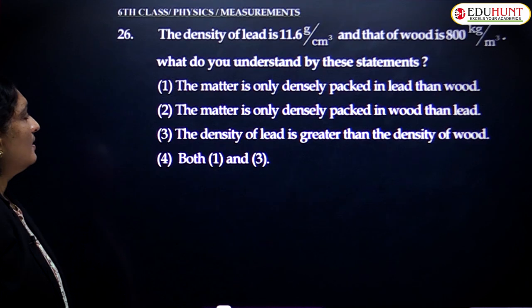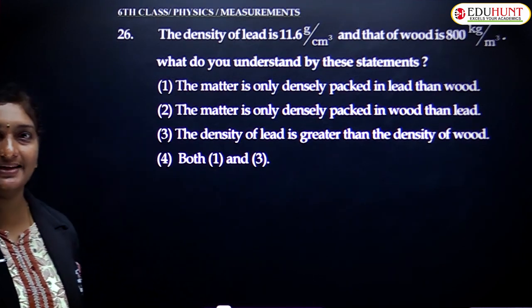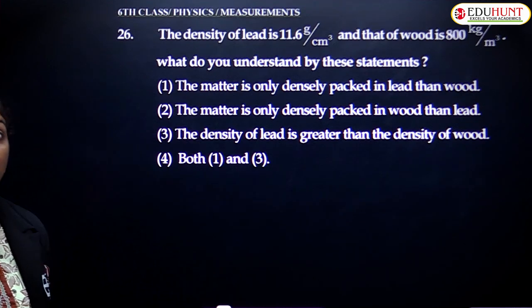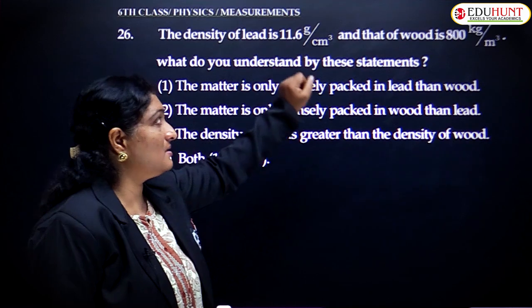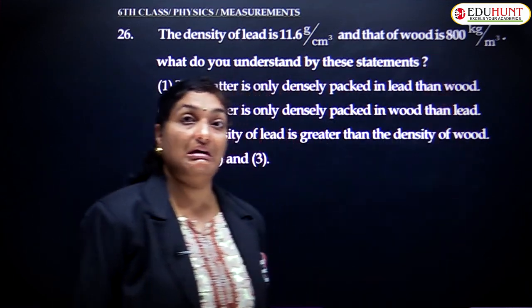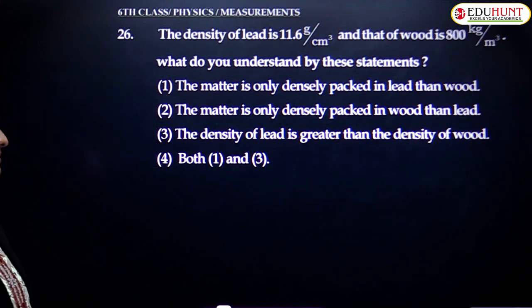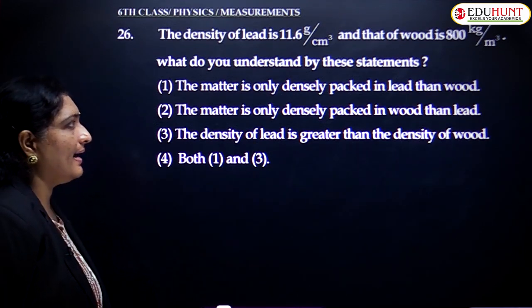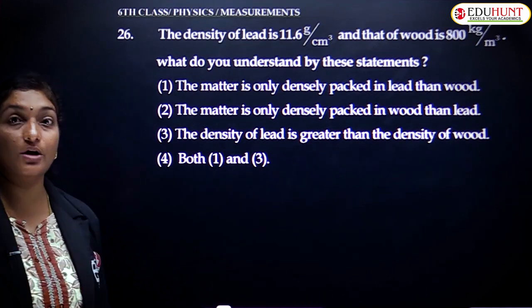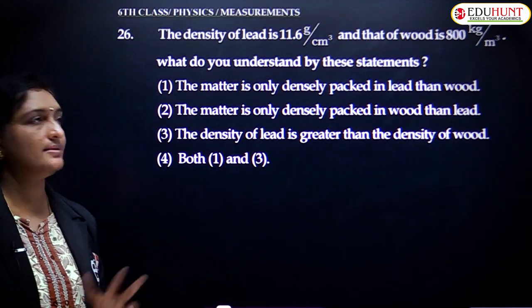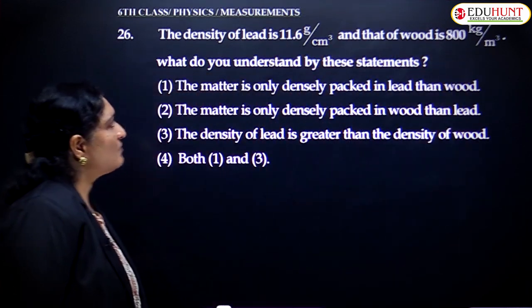Next. The density of lead is, how much is that given? 11.6 gram per centimeter cube. And that of wood is 800 kg per meter cube. One is given in gram per centimeter cube, where the other was given in kg per meter cube. Two different units. What do you understand by this statement? The matter is only densely packed in lead than wood, or what? In order to compare wood and lead densities, first of all you need to convert the units.